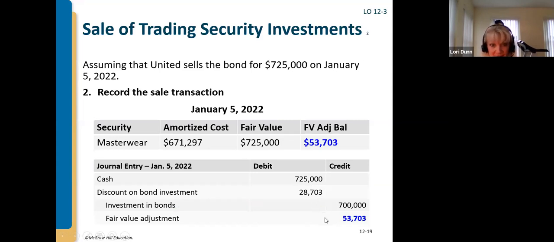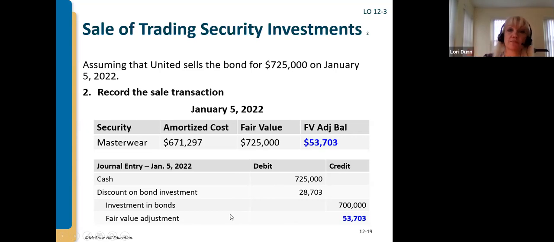Then report the sale. The company sold it for $725,000, the fair value, debit cash $725,000. Remove the bond, all components of the bond. We're going to first remove the investment in bonds, credited for $700,000. Debit the discount that's still being stored, $28,703. Get rid of that balance by debiting it. Credit the fair value adjustment account so that that doesn't have a balance. It shouldn't. There's no investment. And we remove all of that on the date of the sale.